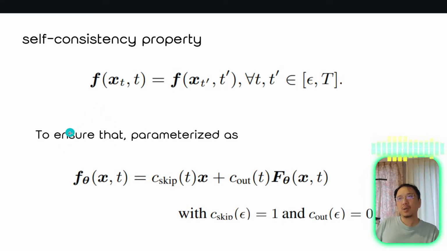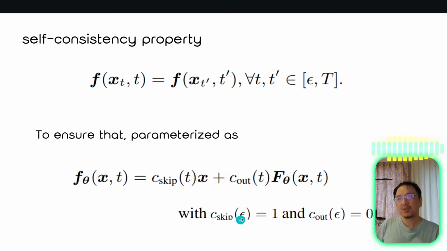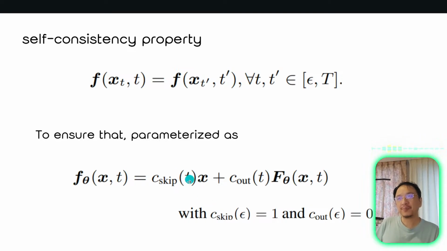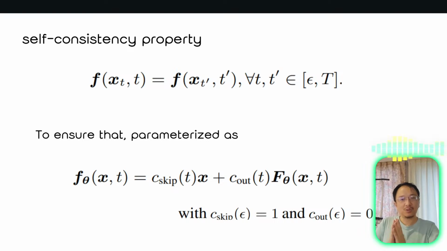And also, we design the function in a way that makes it easier to satisfy this property. So we can design this f theta xt to be this guy. When t is very small, it is not going to change much because we are already very close to x0. So we don't need to change it too much. So the c skip is going to be 1 when t is very small, and the c out is going to be very small when t is very small.